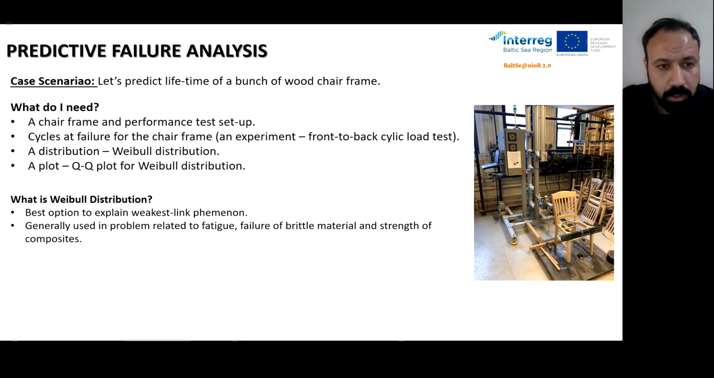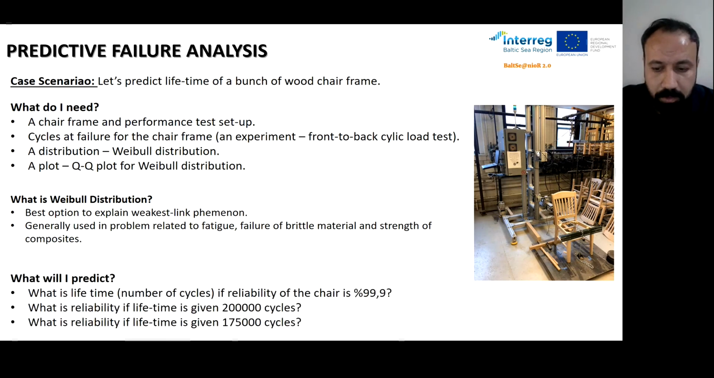And then what will I predict here? I will predict the lifetime or number of cycles. If the reliability of the chair is 99.9%, it means I have only one failure in 1,000 products. Just one failure in 1,000 products. I give the reliability level and measure its lifespan, or lifetime, or number of cycles.